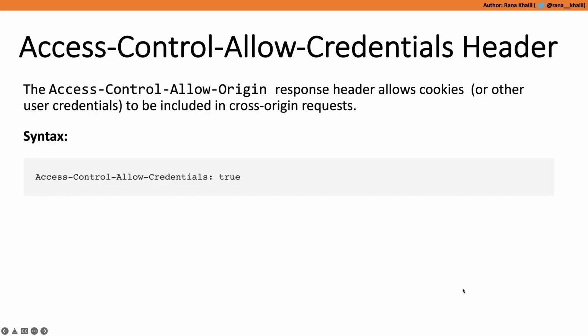So the syntax for the access control allow credentials header is really simple. It's either set to true, which means that you're allowed to pass credentials in the request, or it's not set at all, which means that you're not allowed to pass credentials in the request.